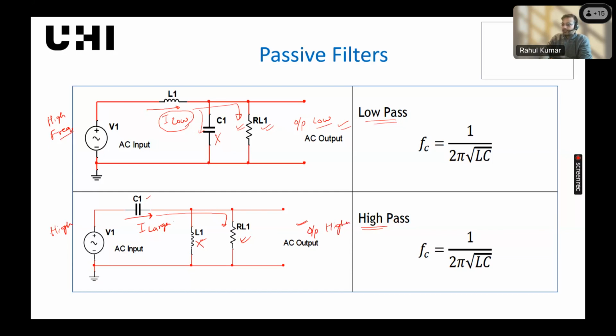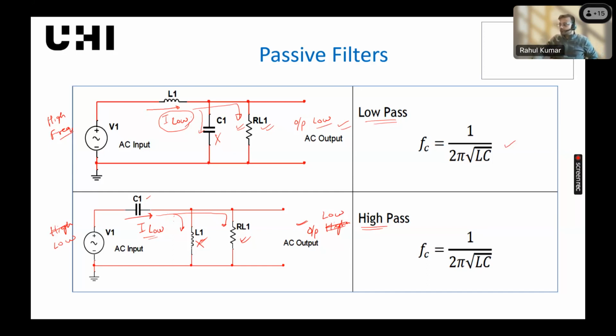right? And again, at low frequencies, this capacitor does not support low frequency signals, so your current will be lower. And it doesn't matter if it flows through the inductor or the resistor. Ultimately, your output will be low because your current is low.